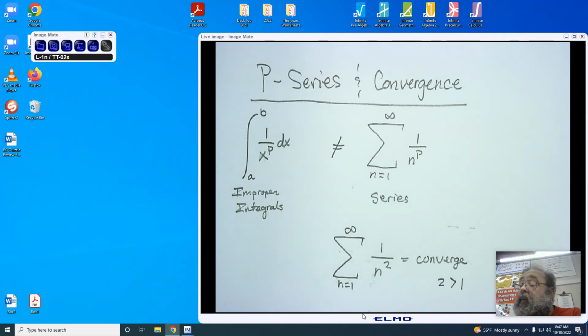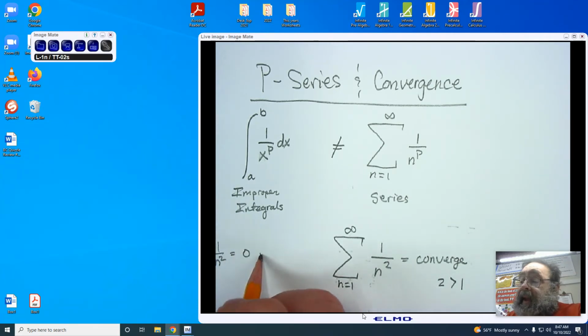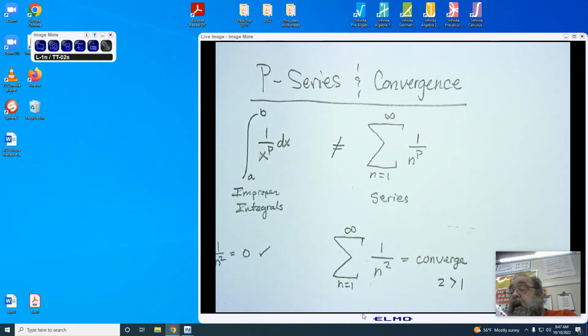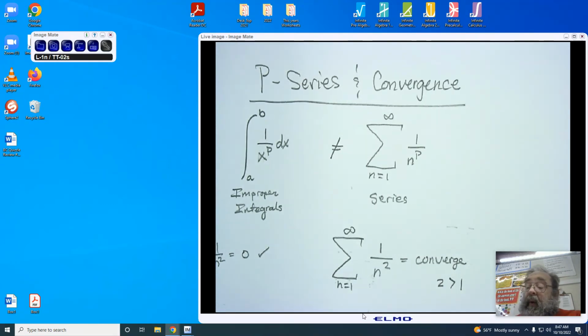Now you'll notice it's already satisfied the first test, and the first test was the nth term test. Does the limit as n approaches infinity for 1 over n squared go to 0? And the answer is yes. This is the case with all p-series when we are dealing with a positive exponent in the denominator.